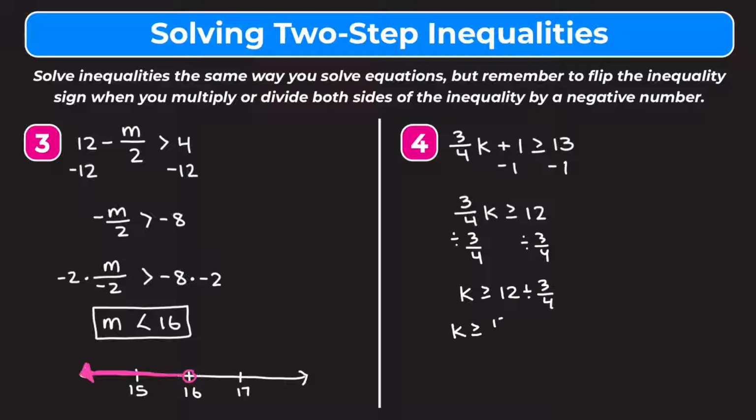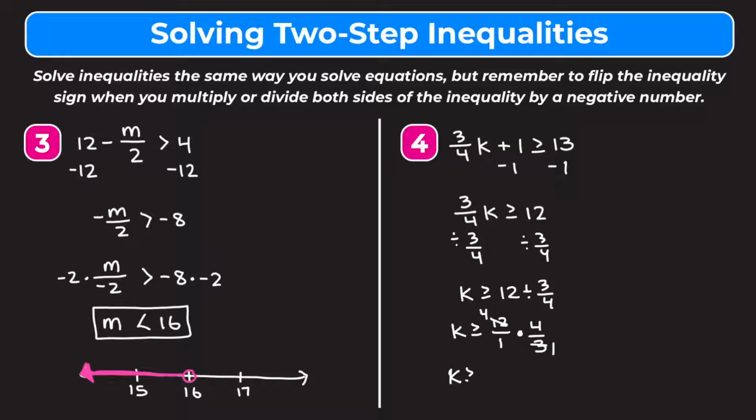So we want to change the whole number into a fraction by putting it over 1. And we're going to use keep, change, flip. So we keep 12 over 1 as it is, change division to multiplication, flip that second fraction upside down to be 4/3. And now I like to cross reduce because it saves time. I'm going to divide 12 and 3 by 3. 12 divided by 3 is 4. 3 divided by 3 is 1.